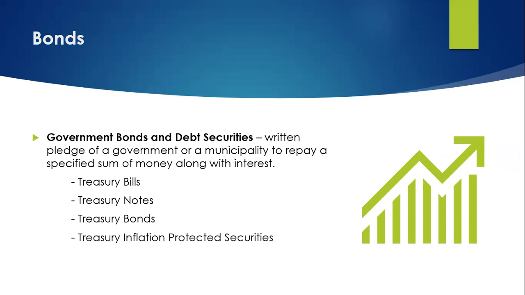So government bonds and debt securities are a written pledge of a government or municipality to pay a specified sum of money along with interest. Just like I said, it's an agreement that you are lending the money right now, and they are going to pay you that same money back in the future with interest. There are several different types: treasury bills, treasury notes, treasury bonds, and treasury inflation protected securities. I'm not going to get into the details of all of those in this lecture, but you can find more details in your book about those.